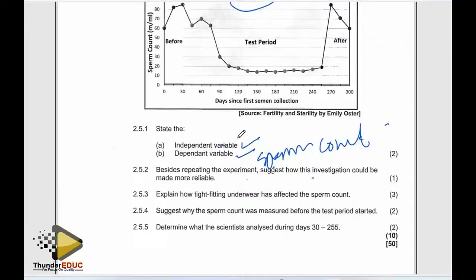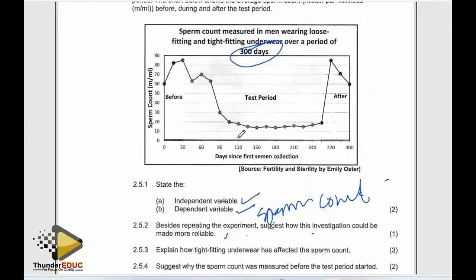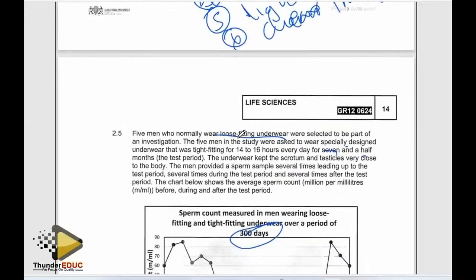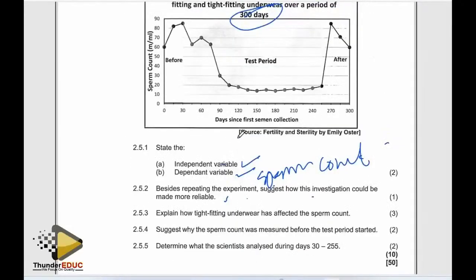Suggest how this investigation could be made more reliable. So basically, you have to increase the number of individuals. Not only repeating the experiment, okay, we have done that. Increase the number of individuals from 5 to more individuals. Yes. And then you can also talk about the randomization of the individuals.